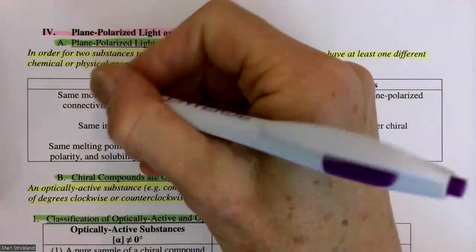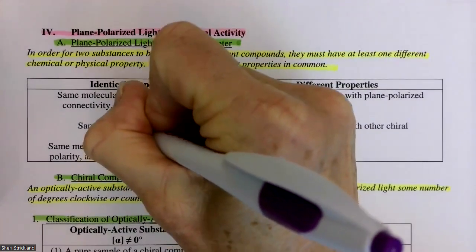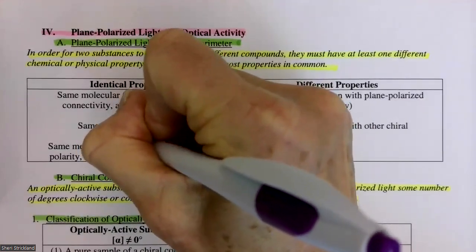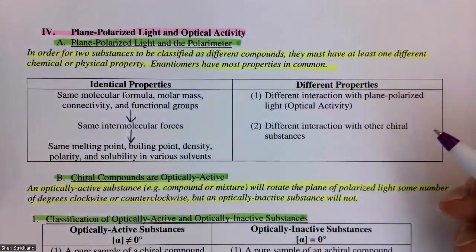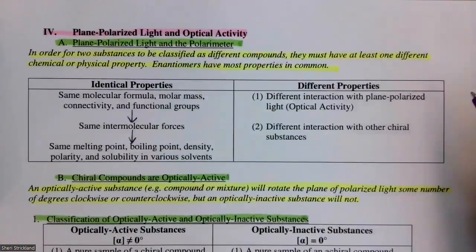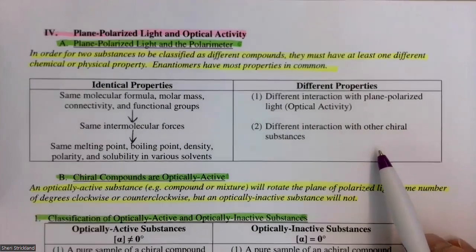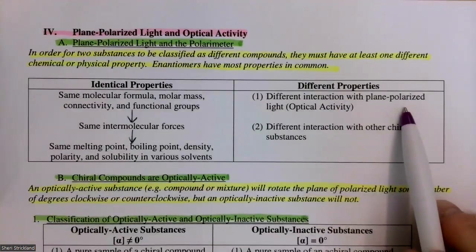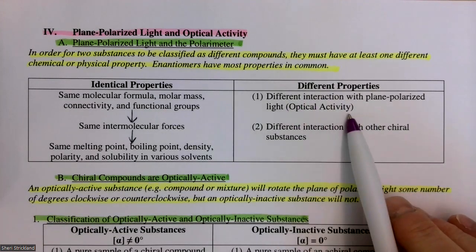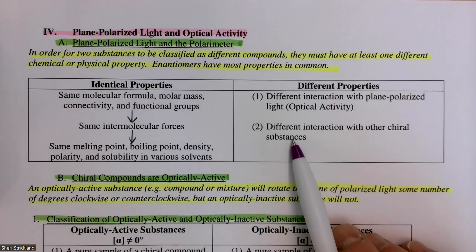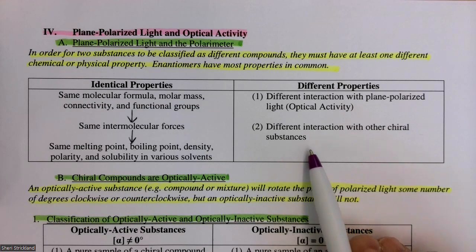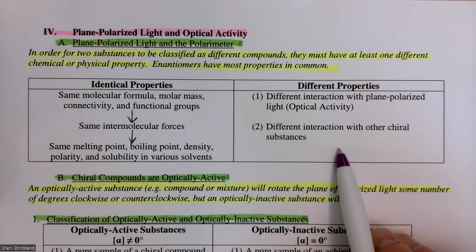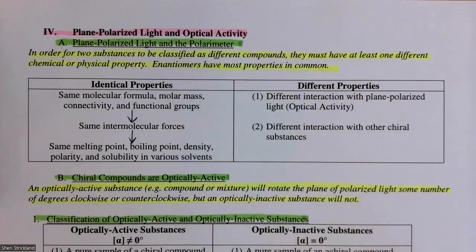in different solvents. So it's hard to find something that's different, and then because of that, a way to separate them from each other. But they do have two things that are different. They have different interaction with plane polarized light, and this is the optical activity that we're going to talk about. And they have different interaction with other chiral substances, and this is something that we'll explore later on.